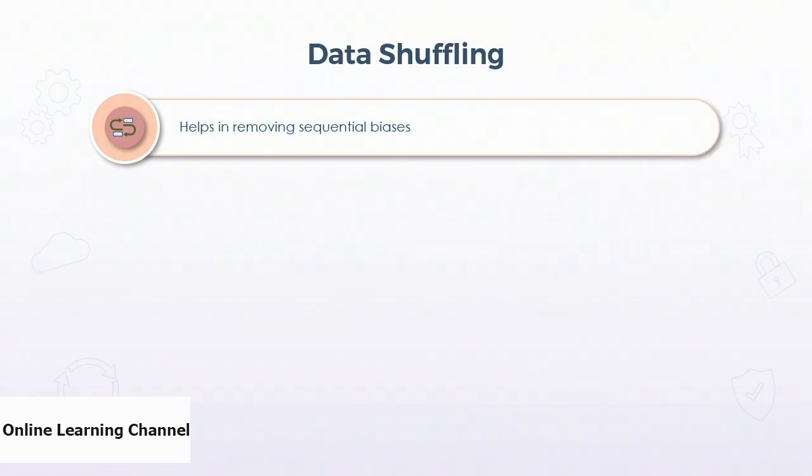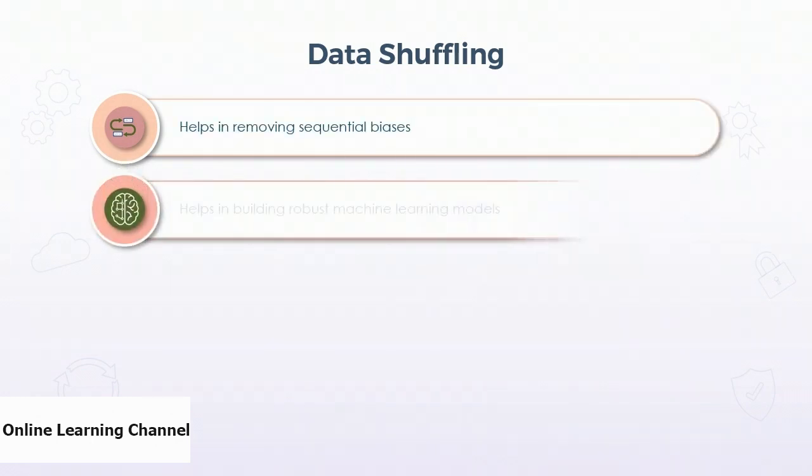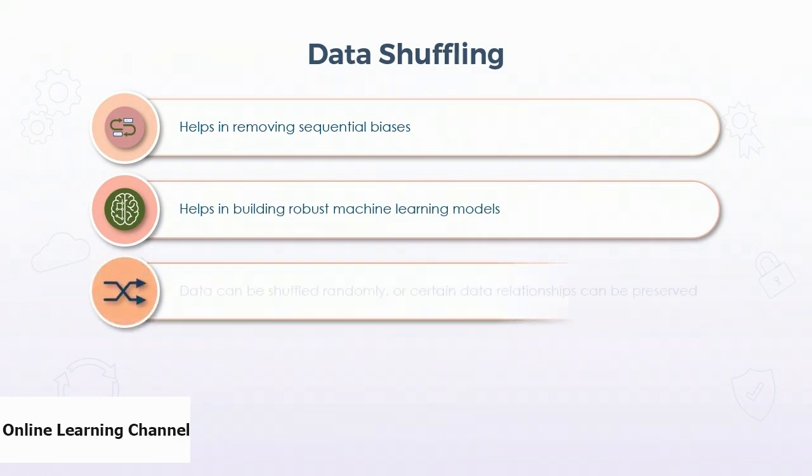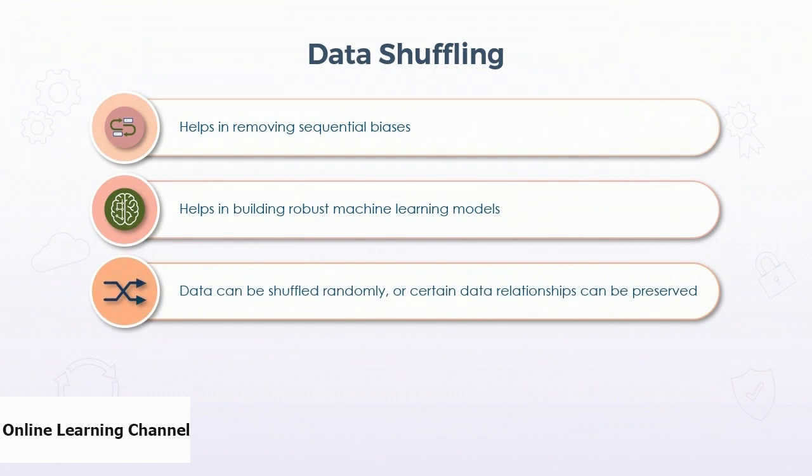Shuffling the data helps remove any sequential biases that can creep into a data set and can also help in building more robust training models in machine learning. The data can be shuffled randomly if the inherent characteristics of the data need to be preserved for each feature. If, however, a certain relationship between different columns needs to be preserved, they can be combined to create designated groups, and then shuffling can happen together for the attributes within the defined group.